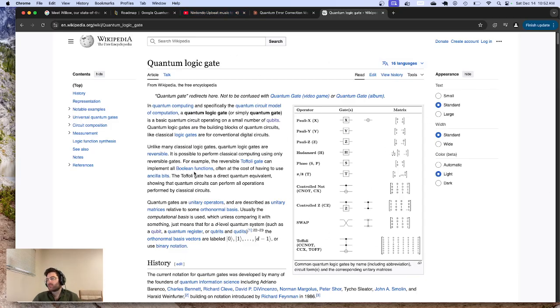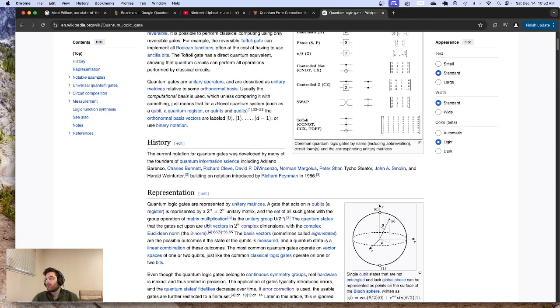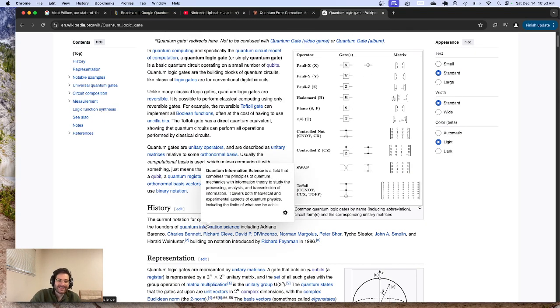And they're more matrix. It's a lot of linear algebra. It's like a hint of linear algebra. It's not exactly linear algebra. You have the X, Y, Z, H, S, T, CNOT, CX, CZ, swap, CCX, Toffoli. I'm gonna put this as a later session. That's also out of scope.